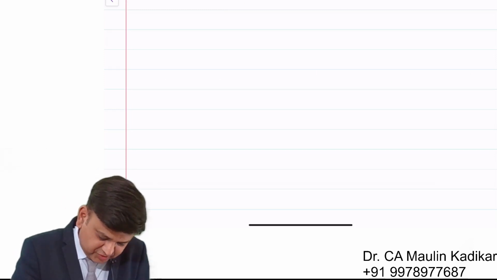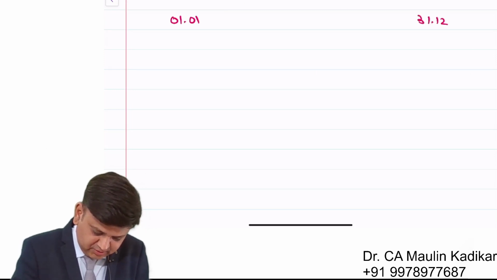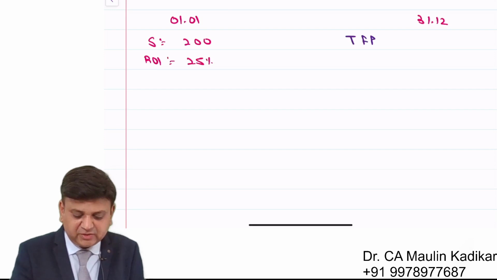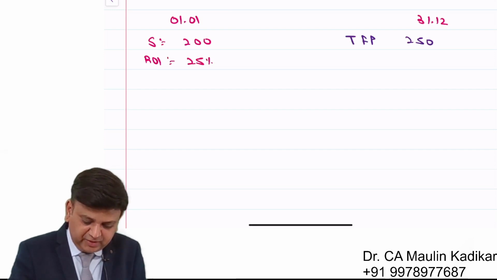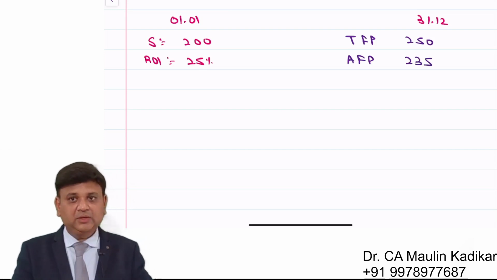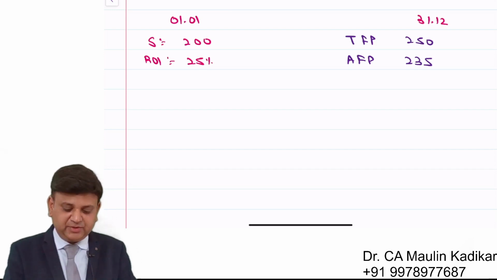See, today's date is 1st of January, year end is 31st of December, spot price of the security is 200, the rate of interest is 25%. We understand that the theoretical forward price or futures price should be 250 and actually the futures price is 235. Both of them are different. Then in that case, arbitrage exists. Let us understand how to make the arbitrage. Listen carefully.